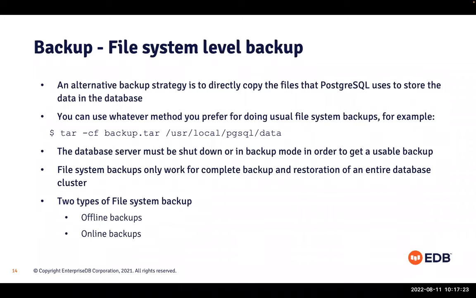And you can use whatever method you prefer to do the file level backups. There are two ways of file level backups. In the first, I shut down my database. That is a cold backup, which is known as an offline backup. While doing an offline backup, I will shut down my database and take the backup of my data directory by using a normal Linux command. That is, with a cp command, I can take the backup of my data directory.